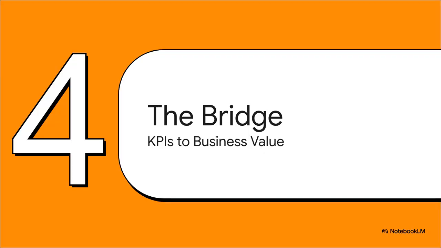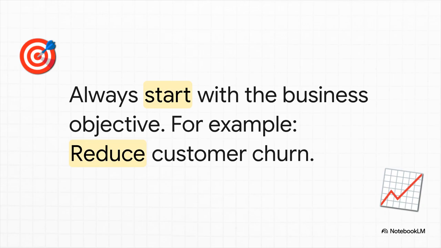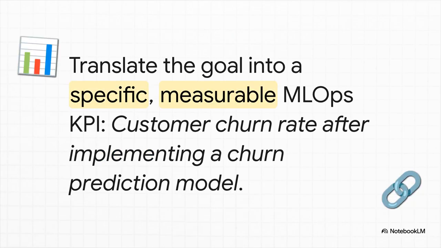So, we've got our costs, we've got our technical metrics. Now for the big question. How do we build that bridge connecting our KPIs to real, tangible business value? It always starts with a business objective. Don't start with the model. Start with what the business actually wants to achieve. Let's take a classic example. The goal is to reduce customer churn. So from that high-level goal, you create a specific, measurable MLOps KPI. The goal, reduce churn, becomes the KPI, customer churn rate after implementing our model. See, now you have something you can actually track and measure.